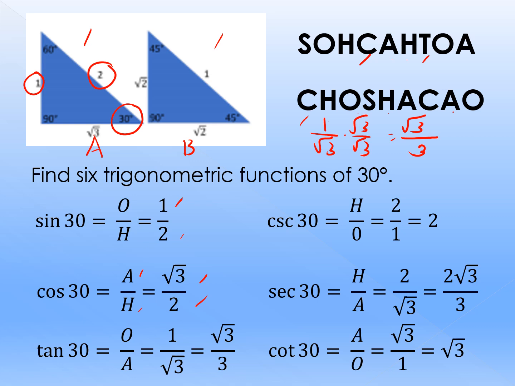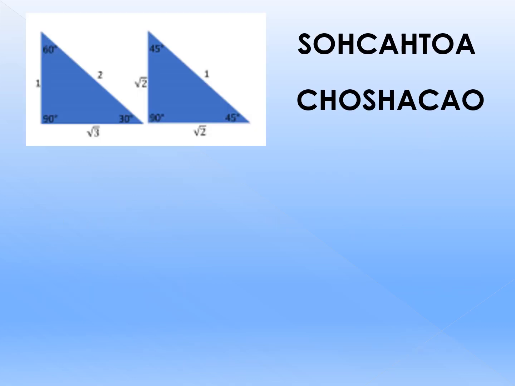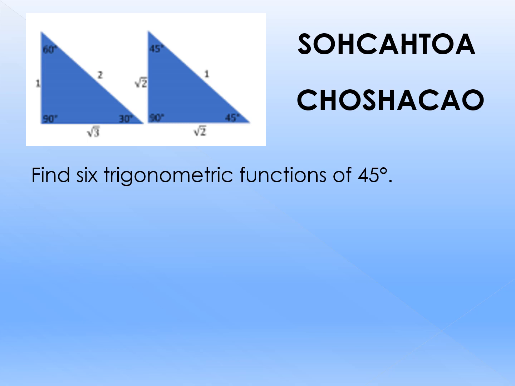Let's try another example. Again, we have these special right triangles and the technique or pattern, SOHCAHTOA and CHOSHCAHTOA. Let's find the six trigonometric functions of 45 degrees.